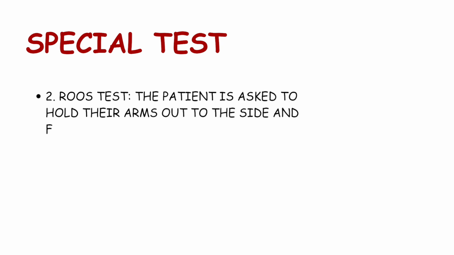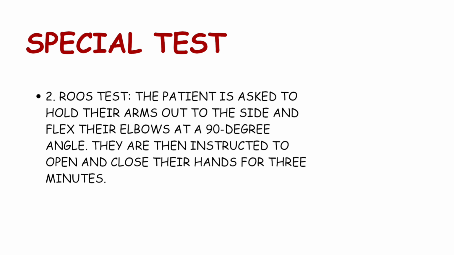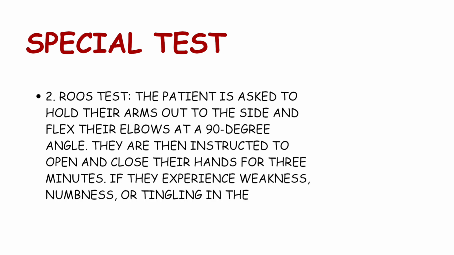2. Roos test. The patient is asked to hold their arms out to the side and flex their elbows at a 90-degree angle. They are then instructed to open and close their hands for 3 minutes. If they experience weakness, numbness, or tingling in the affected arm, it may indicate TOS.